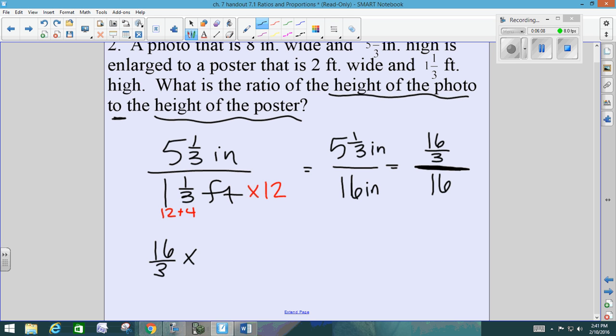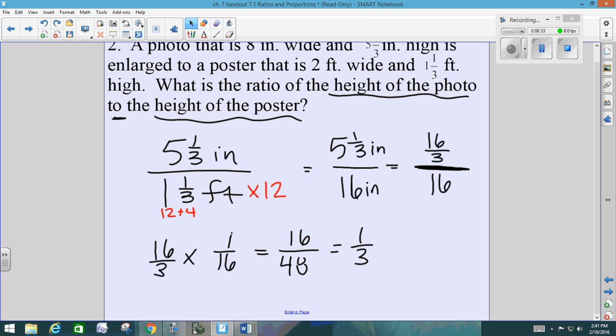What's the reciprocal of 16? 1/16. Good. Remember in middle school they say same change flip, you flip the last one. And then when you multiply fractions, you just go straight across. 16 times 1 is 16. 3 times 16 is 48. And then that would reduce down to 1/3.